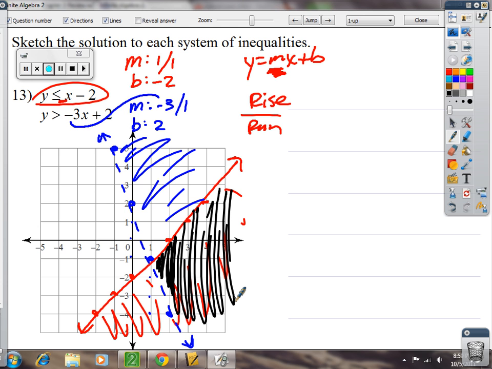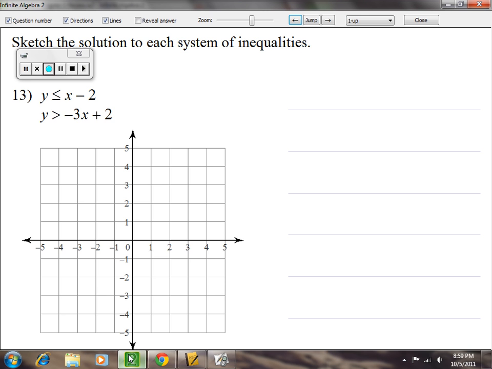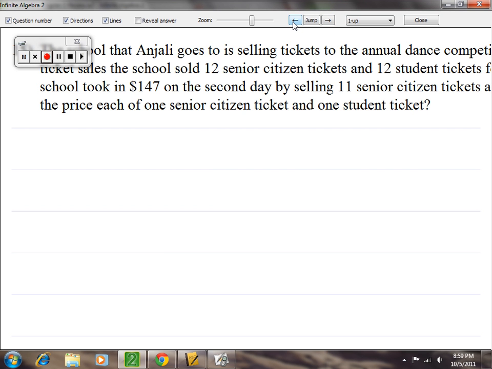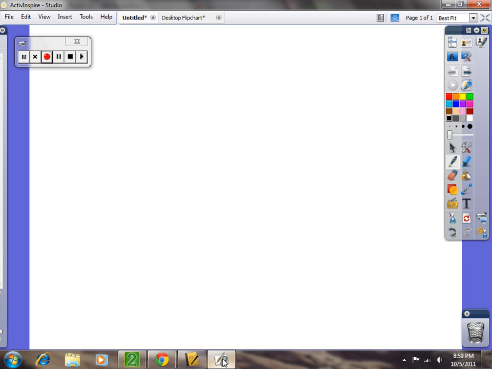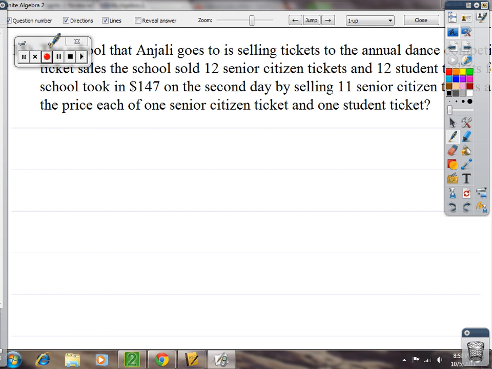Alright, last one. Maybe let's set up 15, and then we will call it good. Hopefully this helps. There's 15. Alright, 15. Oh shoot, that's kind of in the way.